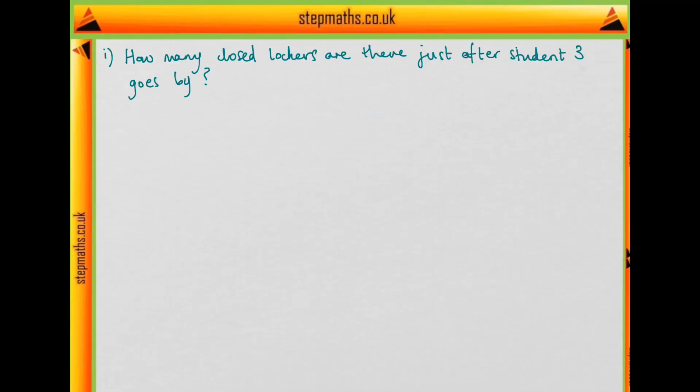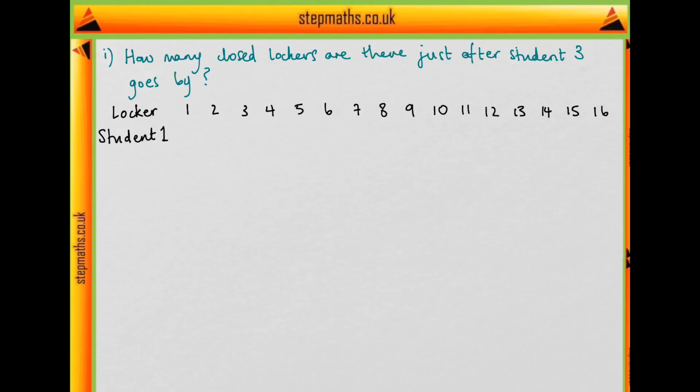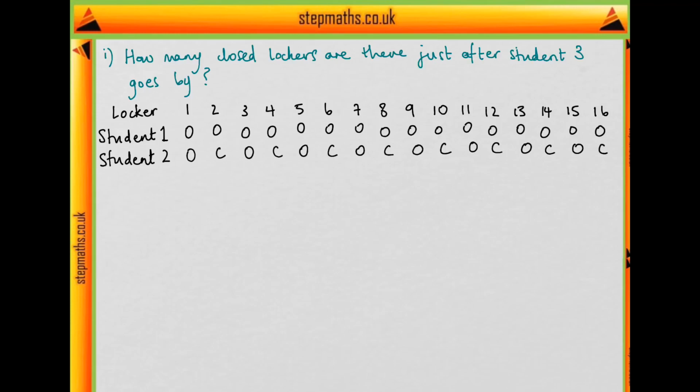Okay, so for the first part, they ask how many lockers are closed immediately after the third student has walked along the corridor. So let's have a think about what happens to a few of these lockers to get an idea of what's going on. All of the lockers start off closed, and then after student 1 goes past, they open every single locker, and then when student 2 goes by, they close every other locker, so they leave 1 open, and then they close 2, they leave 3 open, they close 4, and so on.